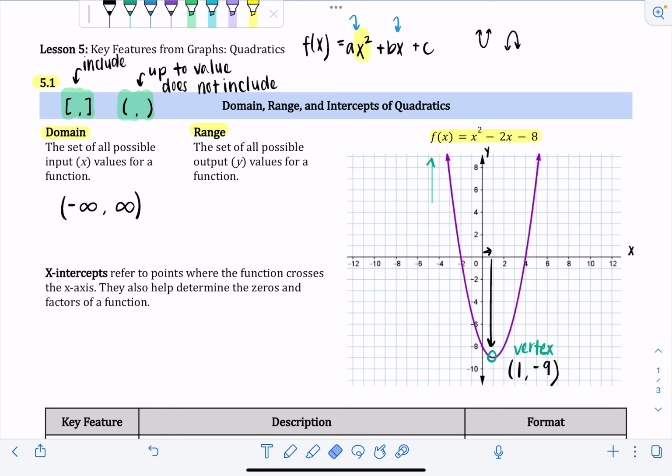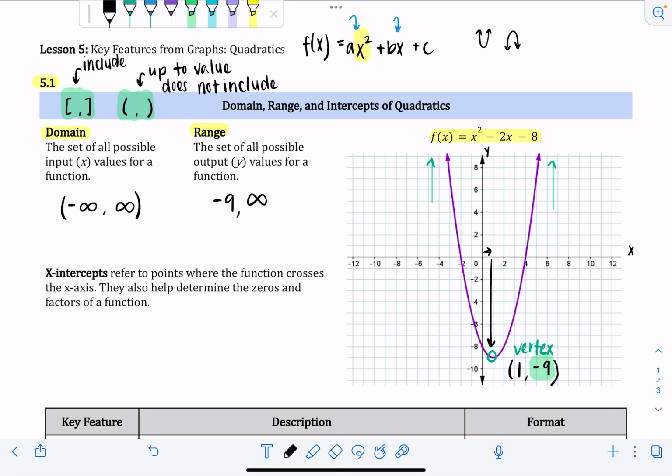Since we're talking about the output values, the y's, the height of the graph, we're solely focused on the y value of the vertex, not the x coordinate. So that -9 is the lowest point on our graph. When we write our range, -9 is going to be the smallest value that we could have. And then it's going to go up forever and ever. We can see that on the graph, so it goes up to positive infinity.